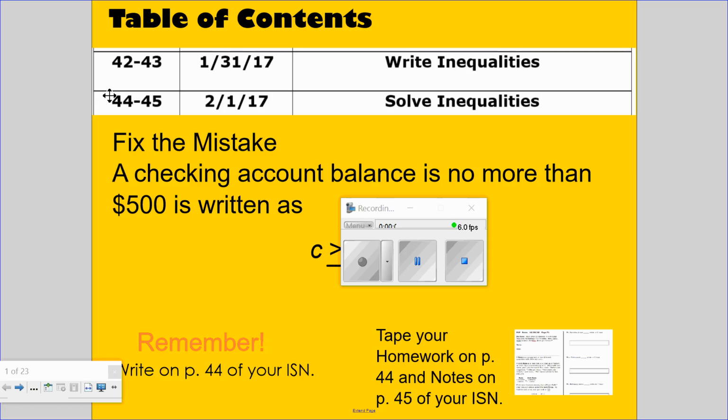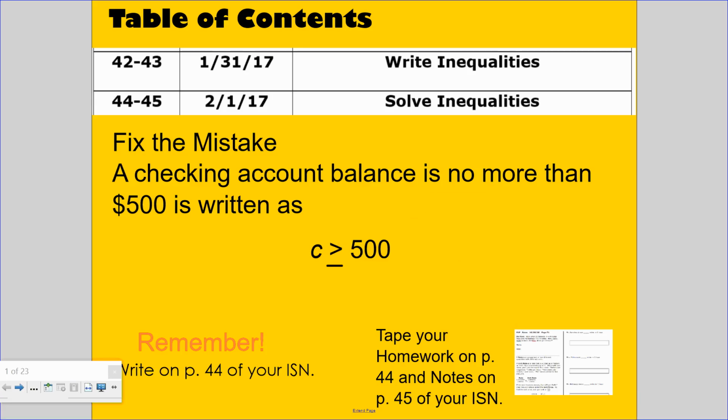This lesson is over how to solve inequalities. Let's look at our number routine. A checking account balance is not more than $500 is written as this: C is greater or equal to 15. Is that written correctly? Let's think about it.